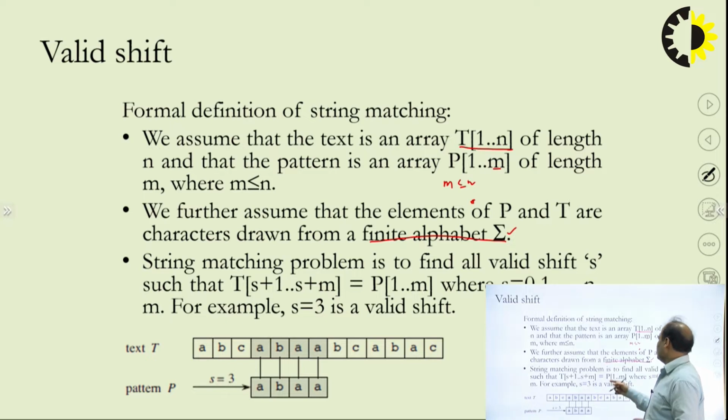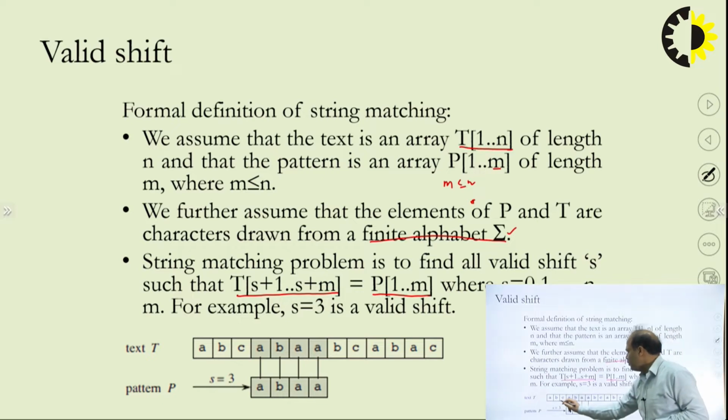So what is the formal definition of string matching? We'll look into it later, but generally the objective of string matching is to get all valid shifts s such that pattern 1 to m is equal to text s plus 1 to s plus m, where a valid shift can be from 0 to n minus m.